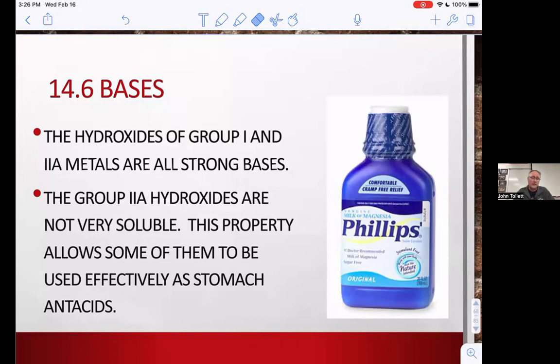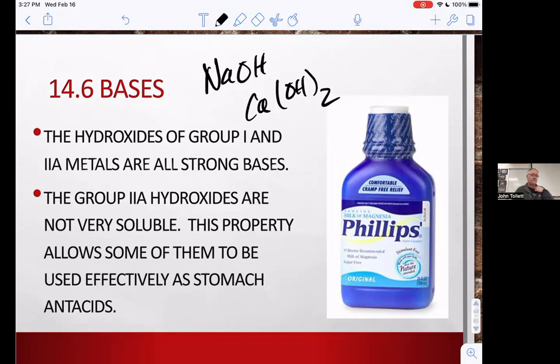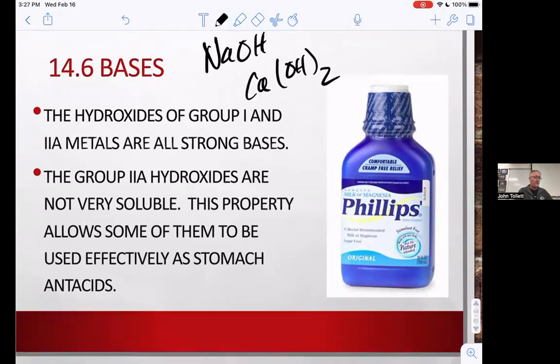So if you see hydroxide in a base, for instance, NaOH, or even calcium hydroxide, which isn't all that soluble, or magnesium hydroxide, as in this Phillips' Milk of Magnesia, they are considered strong bases and will react appropriately to produce water and whatever the other ion is located in the base. And they have lots of effective uses.